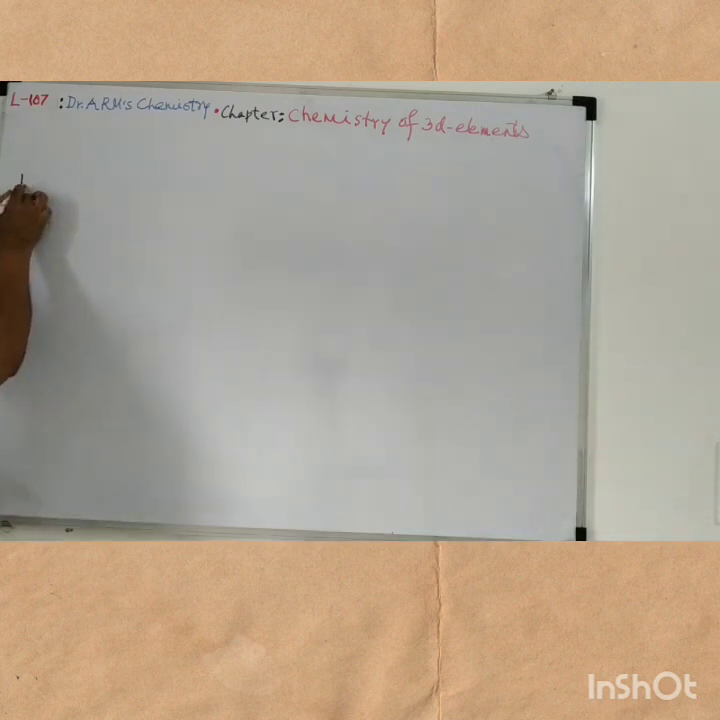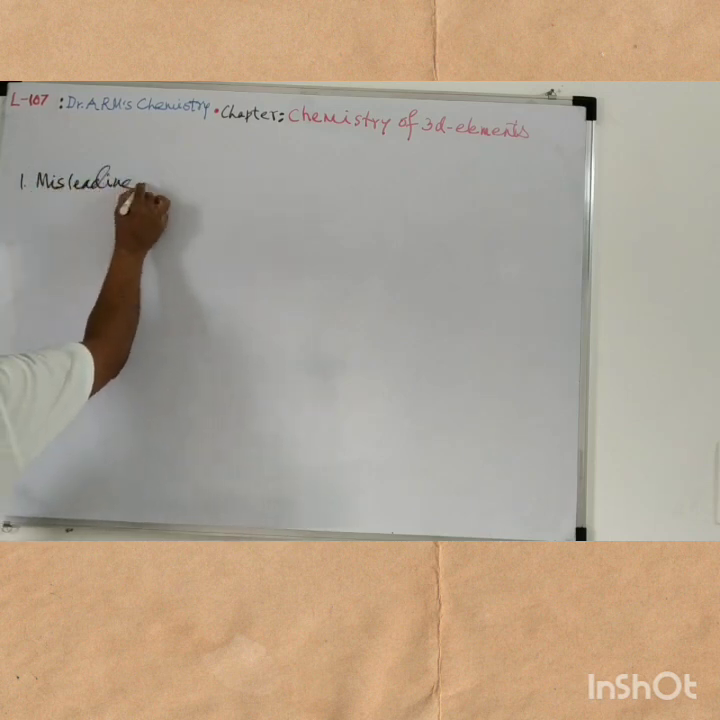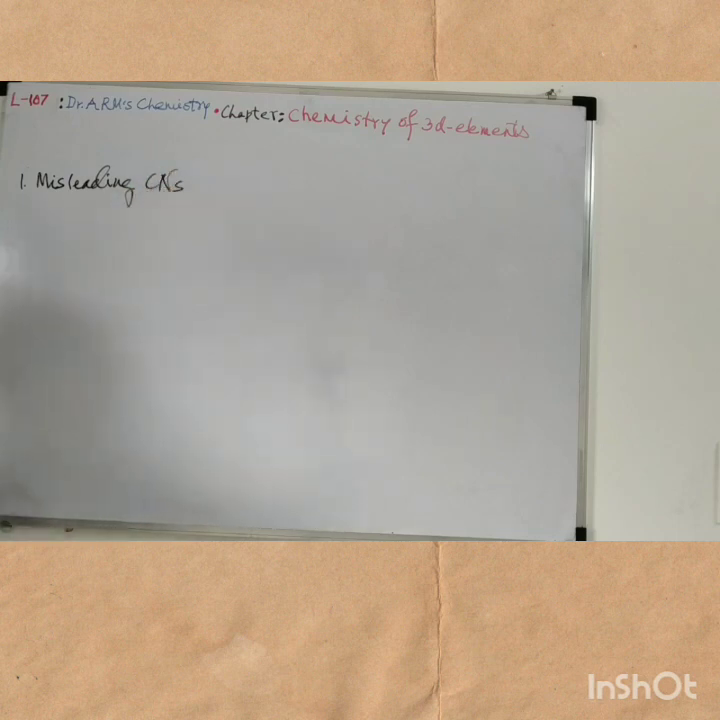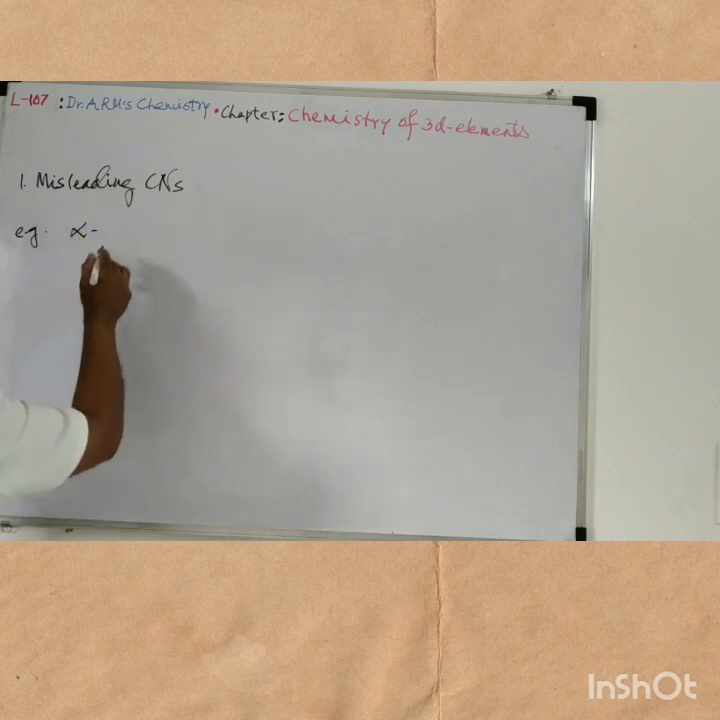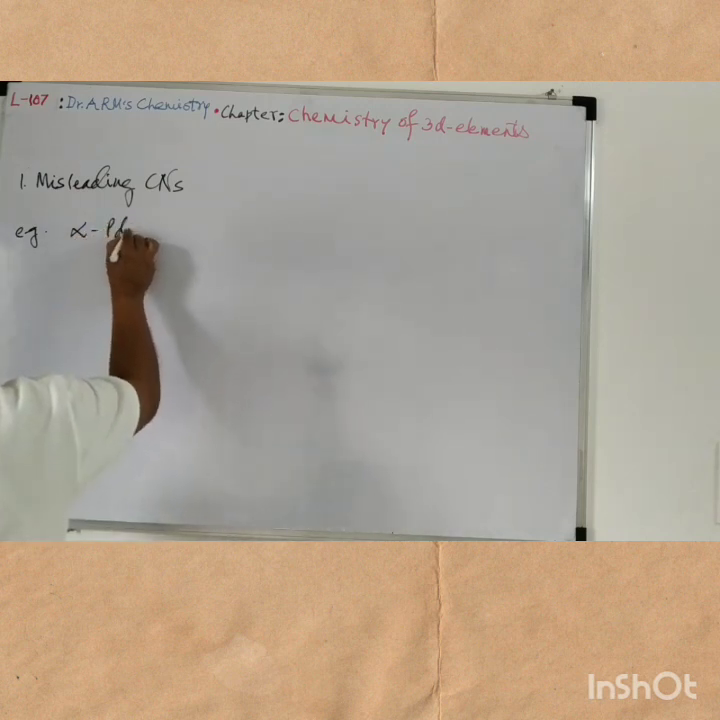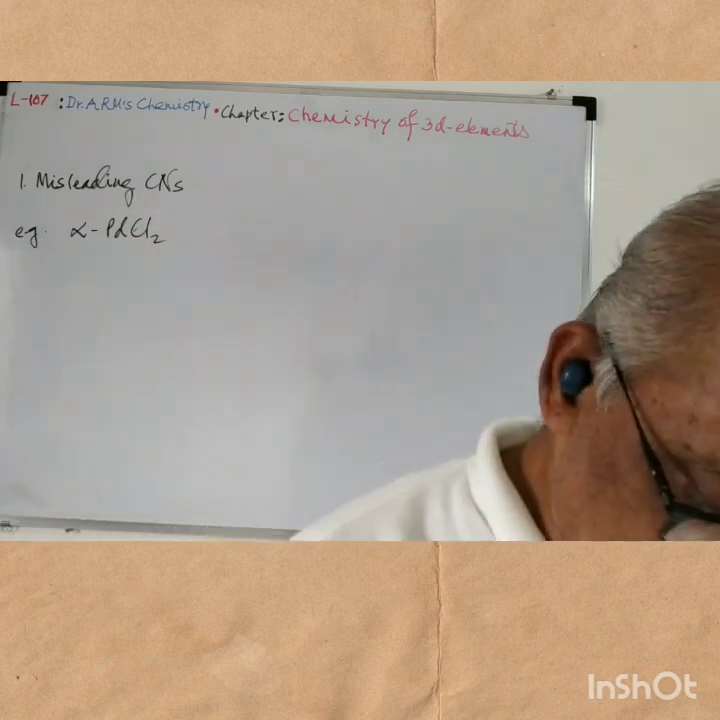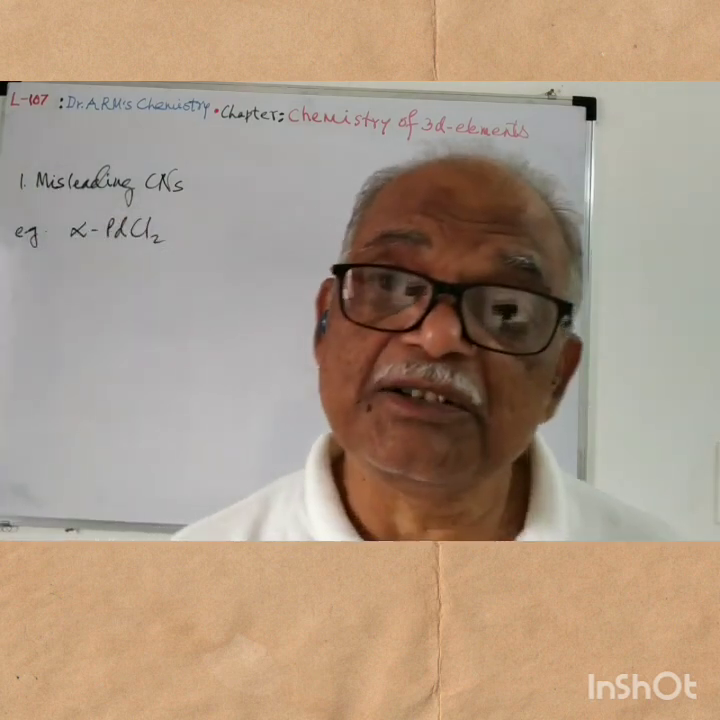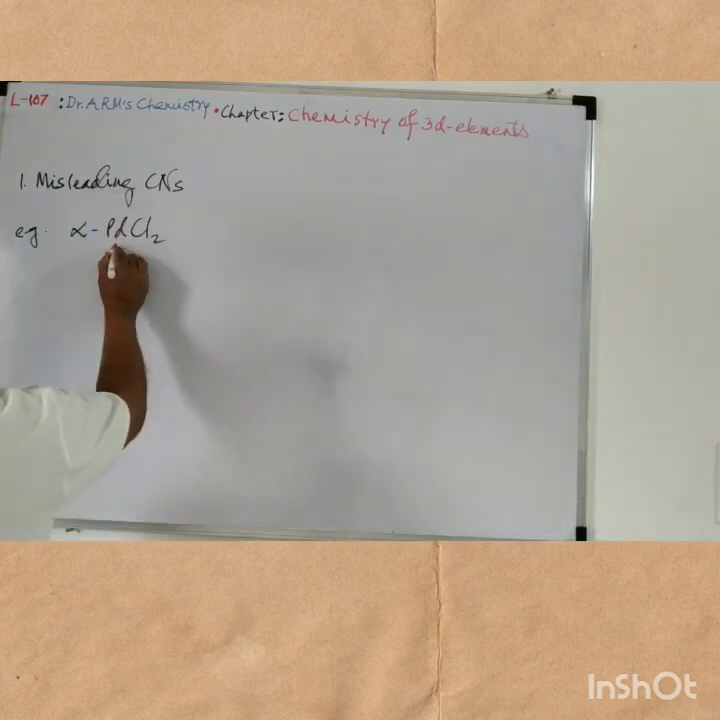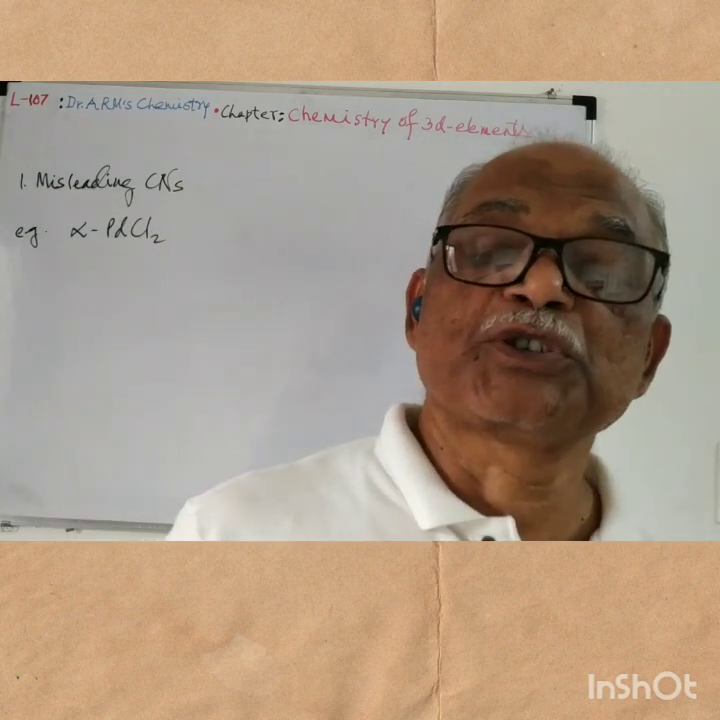So the first point we see is misleading coordination numbers. Misleading coordination numbers. For example, alpha PdCl2. Alpha PdCl2. So here we can expect that the coordination number of this Pd should be 2, but this is not so.